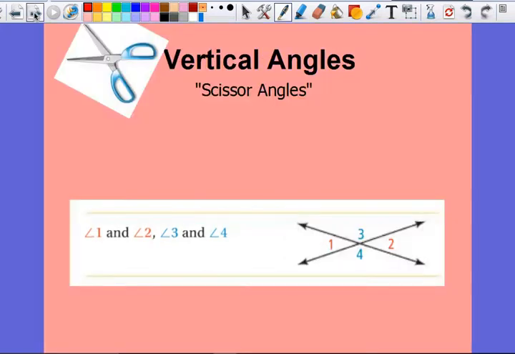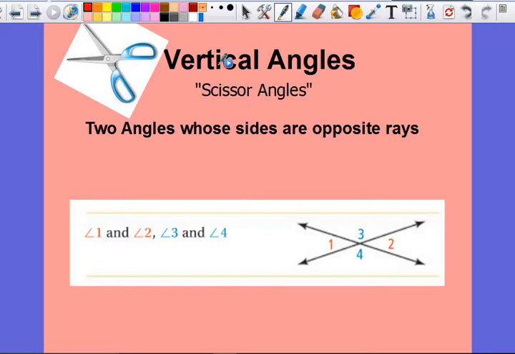Next we're going to talk about vertical angles. Those are our scissor angles. These are two angles whose sides are opposite rays. A good example of this, guys, is they're always going to be across from each other. So if you look at angle 2 and angle 1 here, they're across from each other. And the key is you have to have two straight lines. You have one straight line here, but you also have one straight line here. And as long as you have two straight lines, that will give you the vertical angles. Also, 3 and 4 would be considered vertical angles.